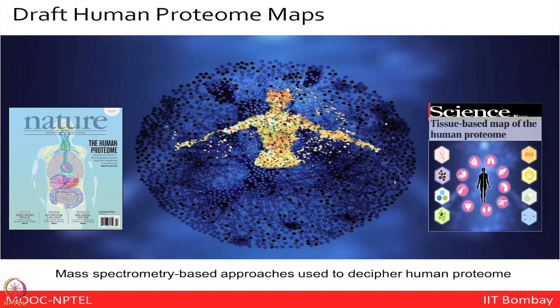And then almost 17,500 proteins, the evidence for those was provided in two different seminal papers, based on mass spectrometry in 2014 and then eventually based on the tissue based map of the proteome in 2015. So these were again major milestone accomplishments. After the draft human genome maps, we now have the draft human proteome maps available.